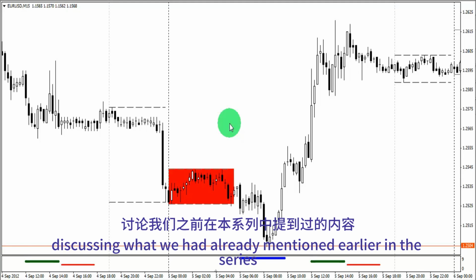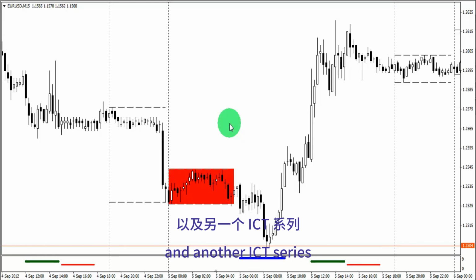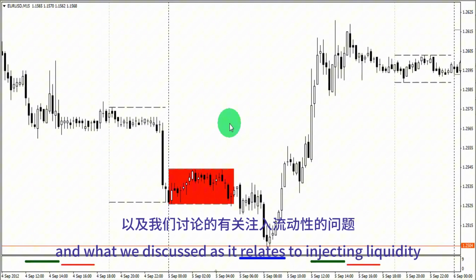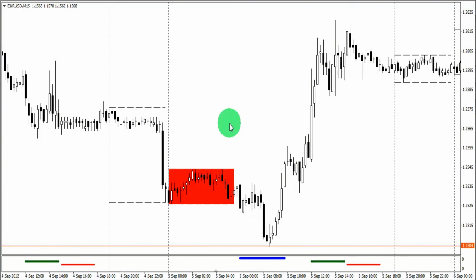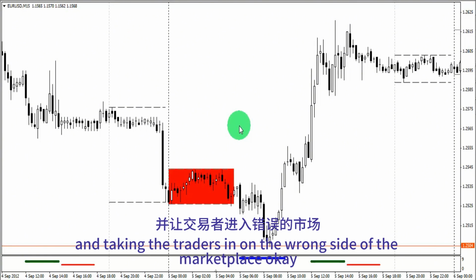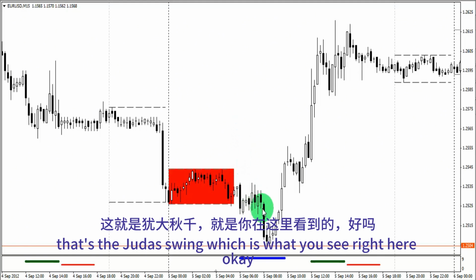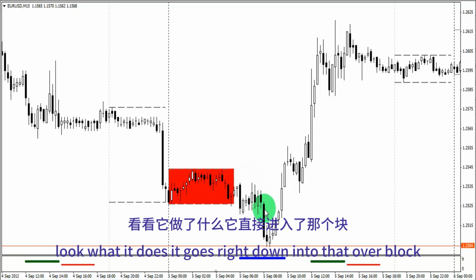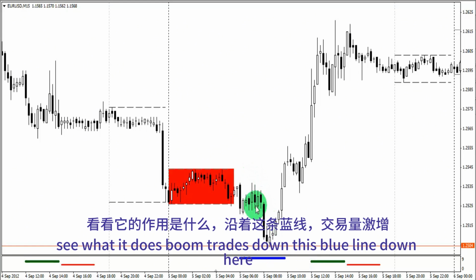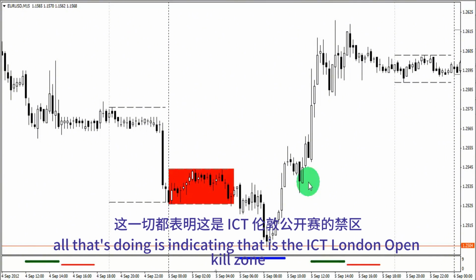Now, discussing what we already mentioned earlier in the series and another ICT series, as it relates to injecting liquidity and taking the traders in on the wrong side of the marketplace, that's the Judas swing, which is what you see right here. Look what it does. It goes right down into that order block. See what it does? Boom, trades down. This blue line down here is indicating the ICT London Open kill zone.